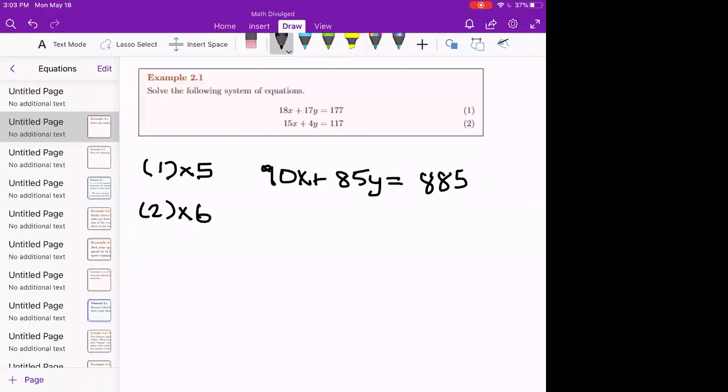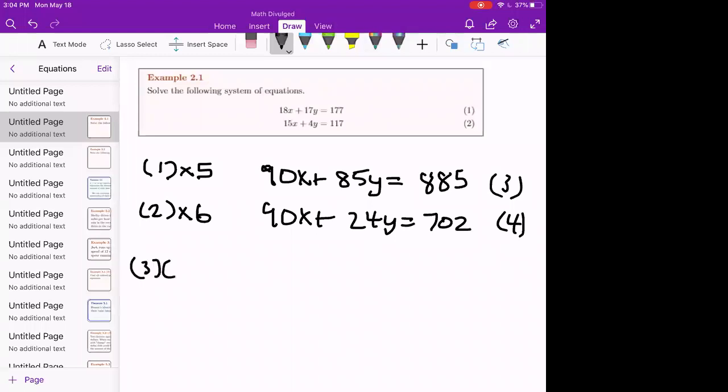So this is going to be 90x plus 24y is equal to 702. And we'll call this equation 3, call this equation 4. So right now we have two 90x's. The obvious thing to do is just equation 3 minus equation 4. And this will just give us 61y is equal to 183. So from here, we get that y is equal to 3.